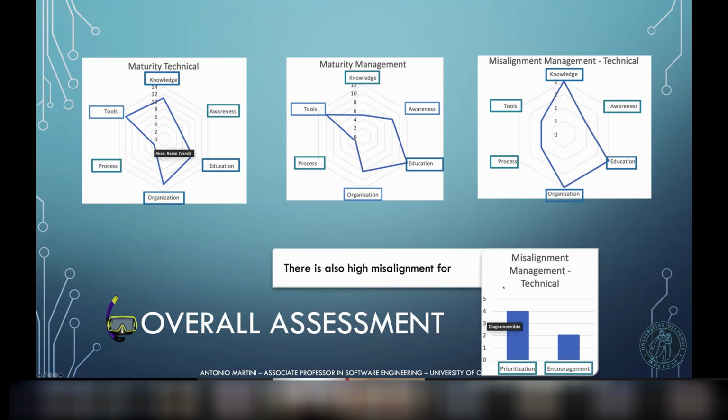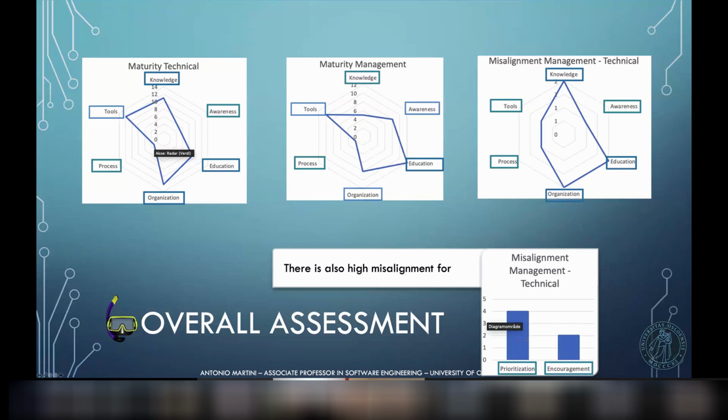And also we have only misalignment and not maturity for the prioritization and encouragement, because these are maybe highly subjective aspects, and we prefer to just not have a maturity model on that, because they could depend a lot also on the company's context. But you can see that misalignment.